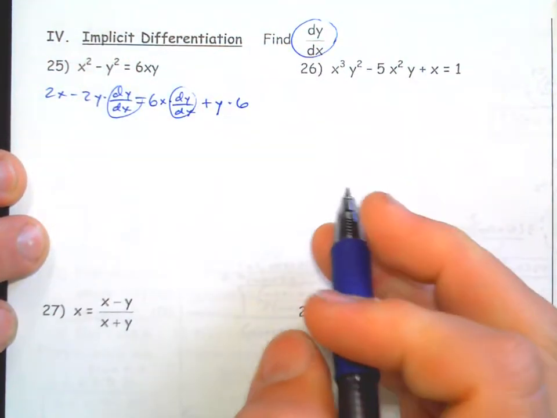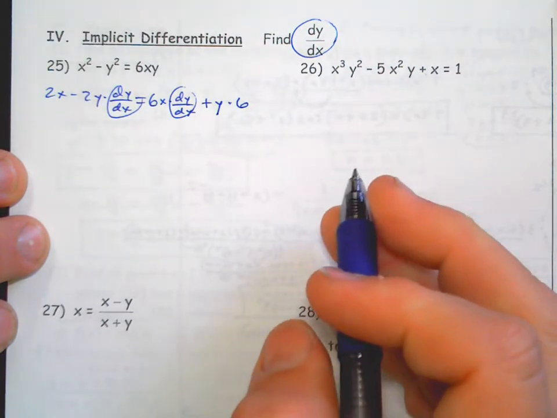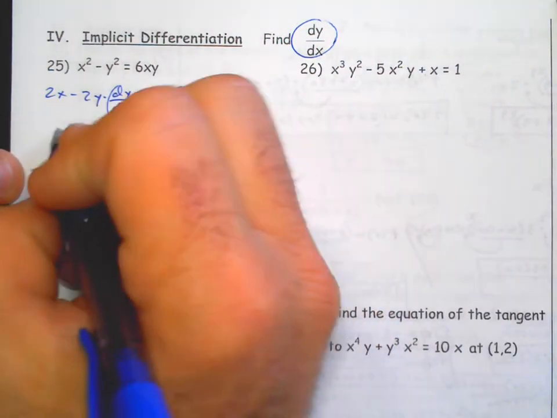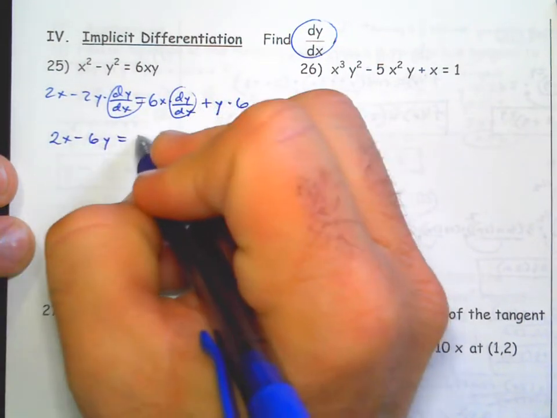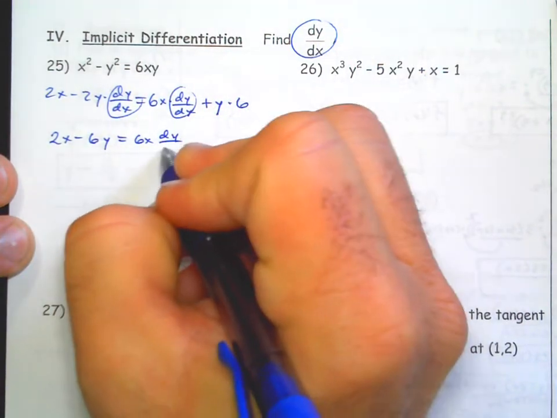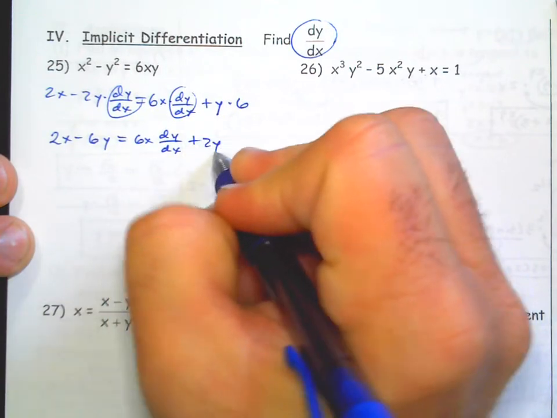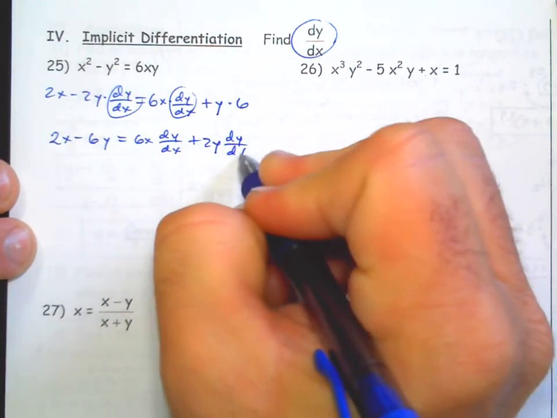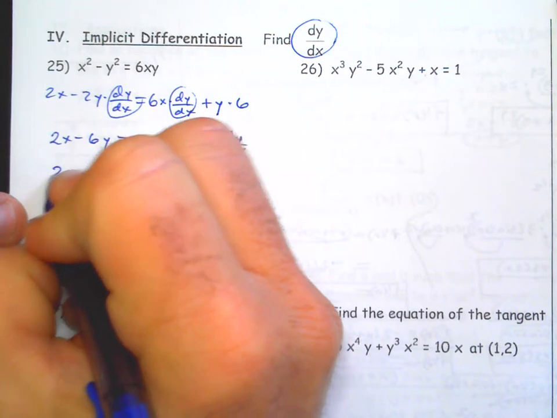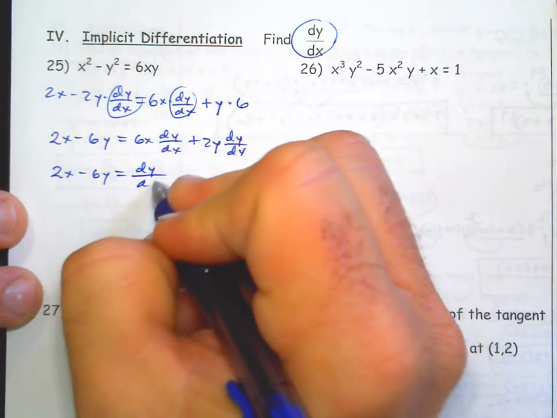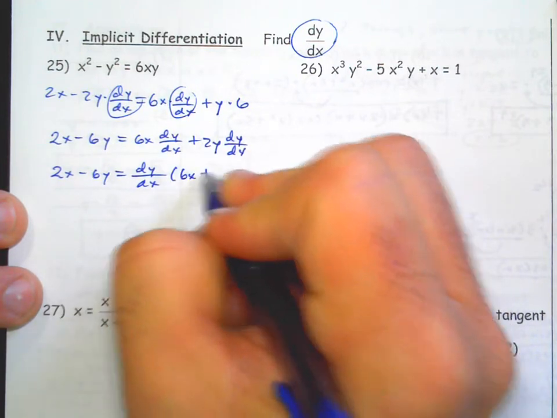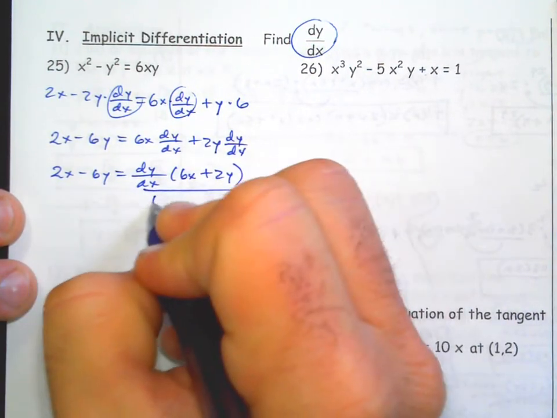You've done the calculus. Now for the algebra, getting dy dx by itself. So we could do 2x minus 6y equals 6x dy dx plus 2y dy dx. You want to get the dy dx's on the same side, whatever side you want. So then we're going to factor out the dy dx so we can get them together. And then divide both sides by this.